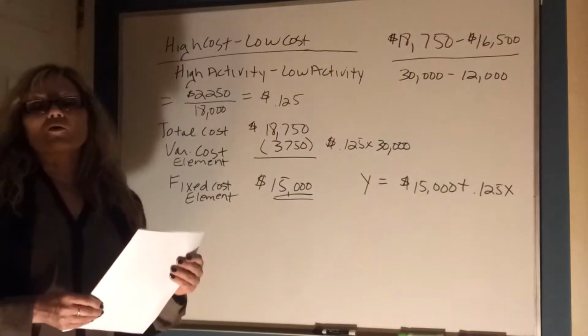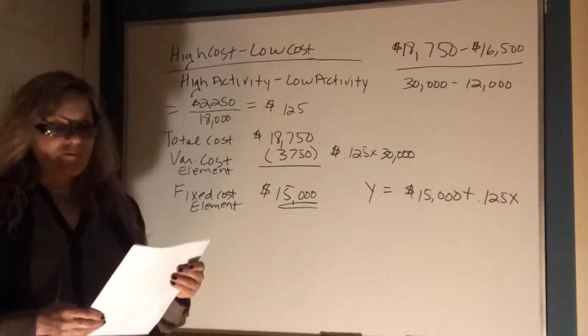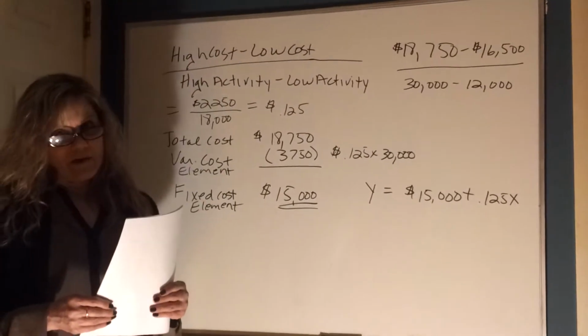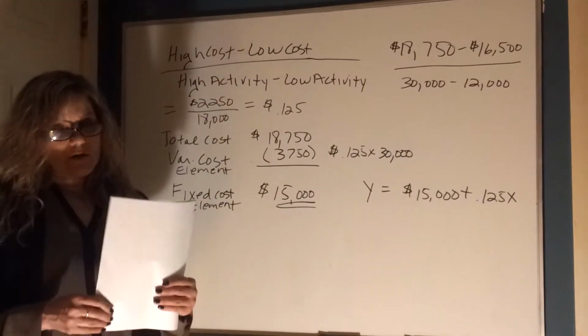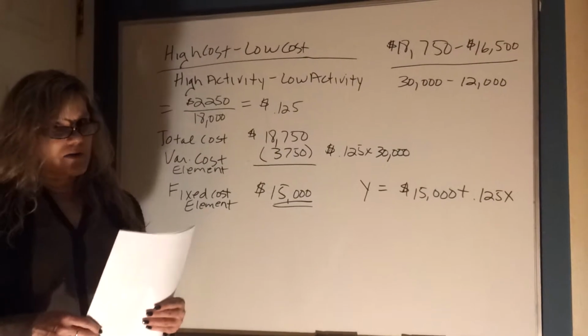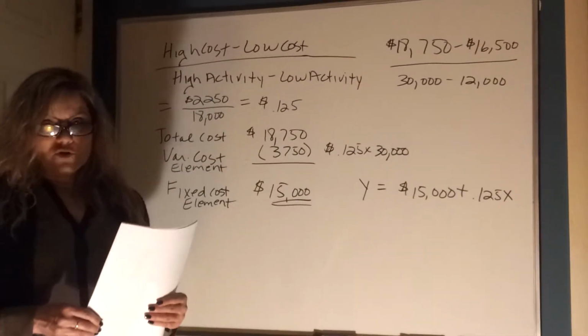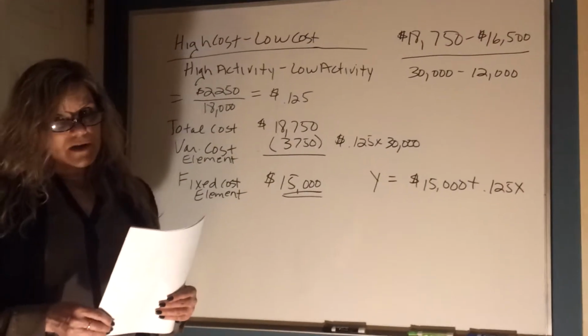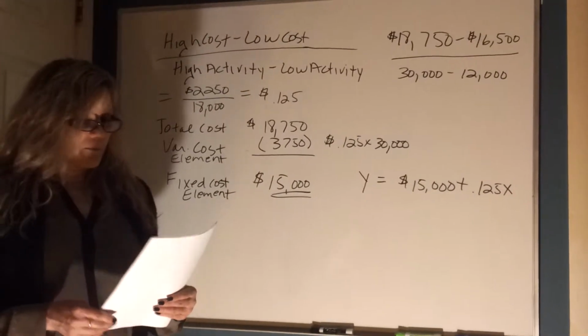Okay, next we're going to go over an example of homework problem 4. That's the high-low method. That's where we have a mixed cost, so part of the cost is fixed and part of the cost is variable. And we're trying to determine what portion is fixed and what portion is variable.